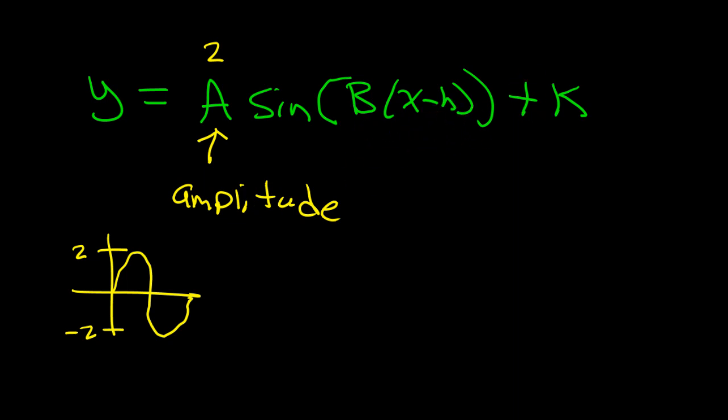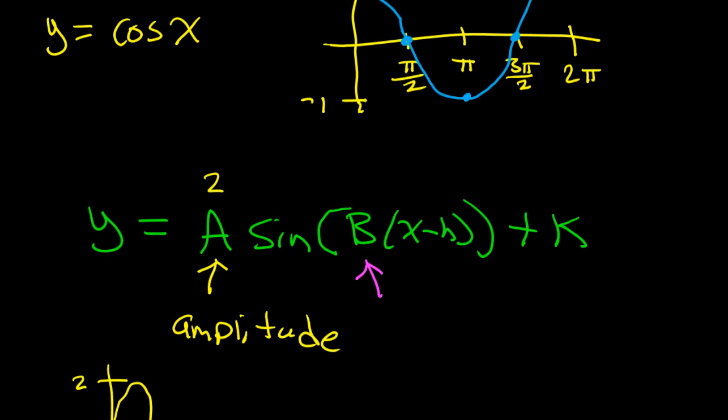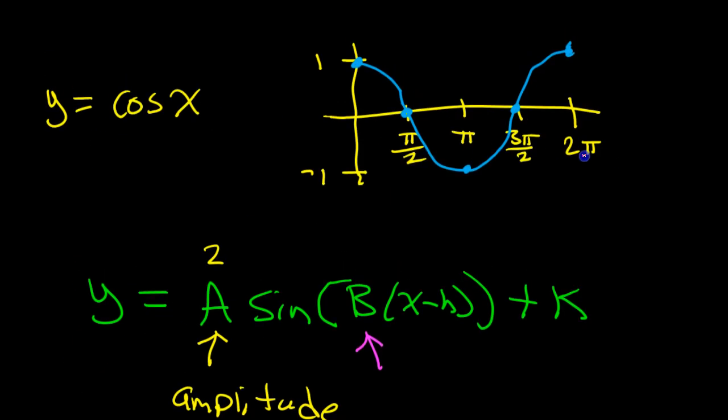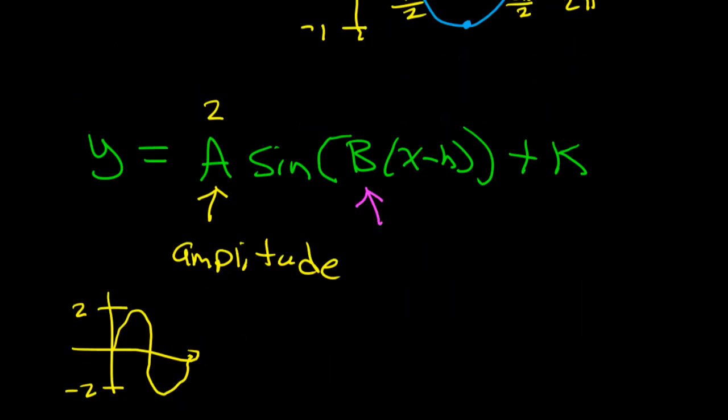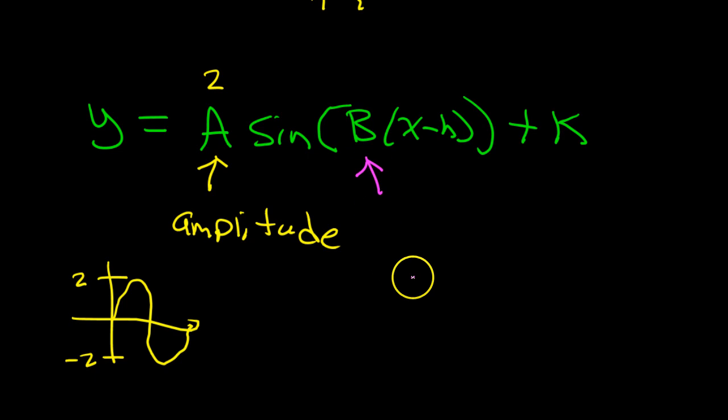Now, the b value helps you figure out what the period is. Like on the basic functions I did so far, the period was 2 pi. But that will change if you have a b value. And the way you can find the period is that the period is always going to be 2 pi divided by that b value.